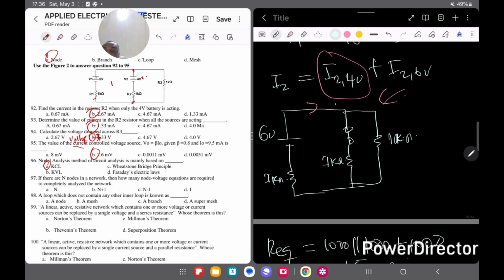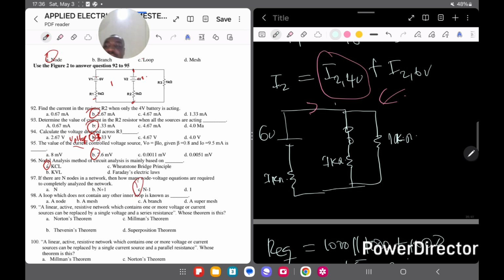Maybe there are 2 nodes here, right? So with 2 nodes we get only one equation. So it shows that the number of equations you will get is N minus 1, where N is the number of nodes. If I'm having 2 nodes, the number of equations I can use to completely analyze the circuit is going to be 1. So that means it's N minus 1. So the answer here becomes C.